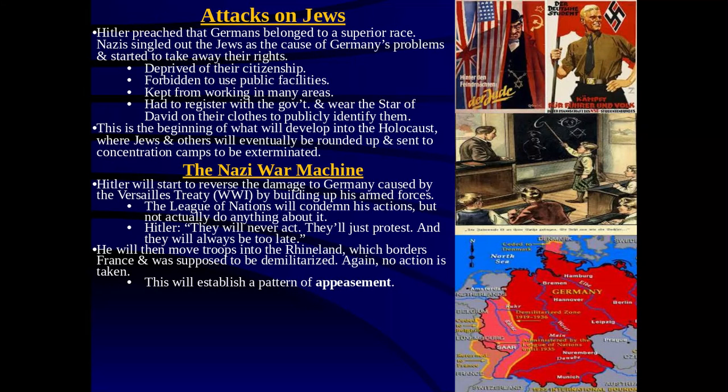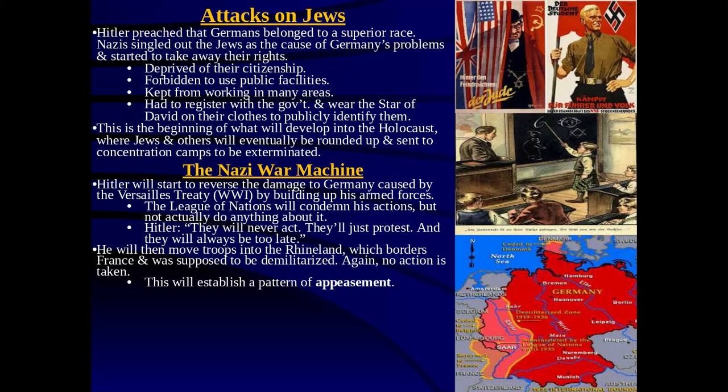First depriving them of the citizenship, then they couldn't use public facilities, then they couldn't work in certain industries, they had to register with the government, they had to wear a Star of David to identify who they were at all times. And so really this is the beginning of what is eventually going to become the Holocaust, which is the final solution to the mass genocide of the Jewish faith. That is not really going to kick into gear until the late 30s, and really doesn't become what we see as the Holocaust until the 1940s.